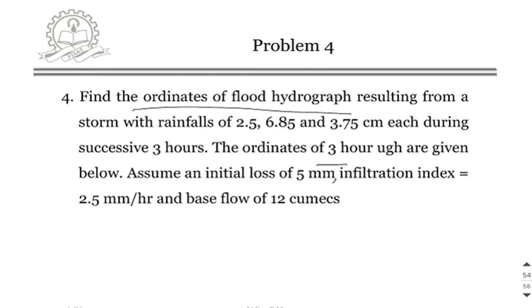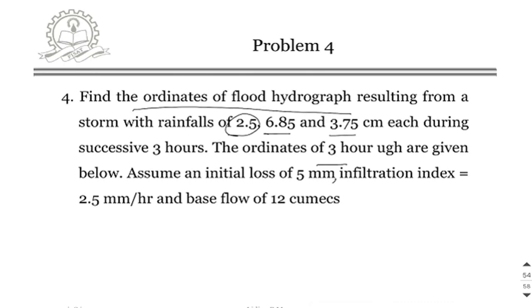That is, we have to calculate the ordinates of the storm hydrograph. It is given in this question that there are 3 rainfall values, the excess rainfall resulting from 3 rainfall values: 2.5 centimeter, then 6.85 and 3.75 centimeter in successive 3 hours. That is, in the first 3 hours there is a rainfall of 2.5 centimeter. After that, in the next 3 hours the rainfall is 6.85. Next we get a 3.75 centimeter rainfall.